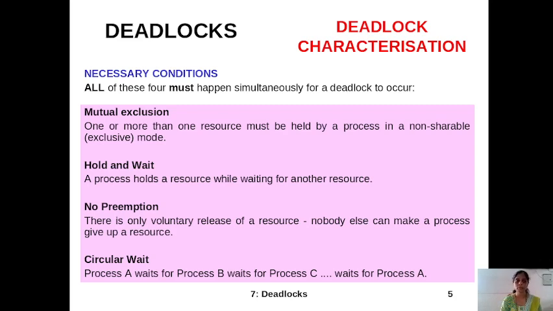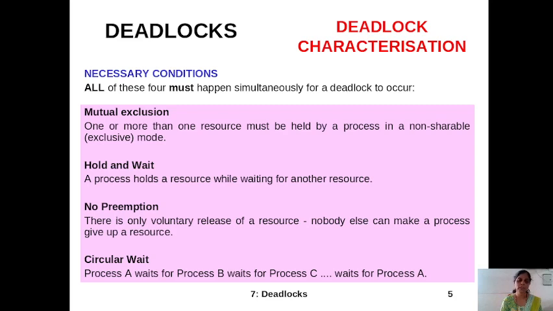And no preemption, in the sense nobody is going to release their resources unless they complete their task. So there is no forcible preemption of resources. And circular wait, so it results in a cycle formation. Process A is waiting for process B, process B is waiting for process C, C is waiting for A, for example. It results in a cyclic formation.